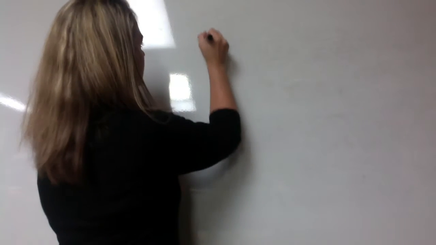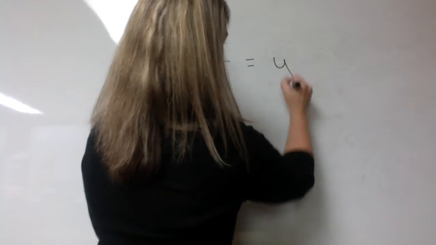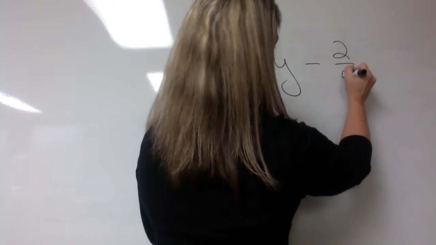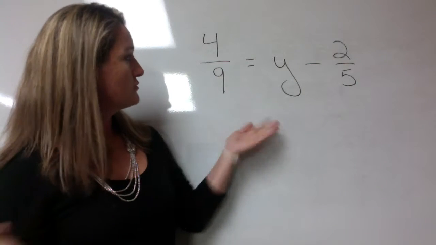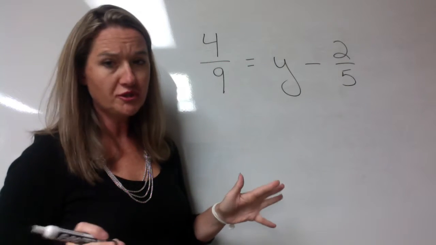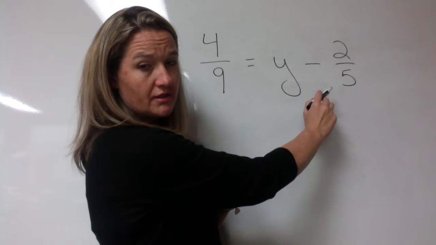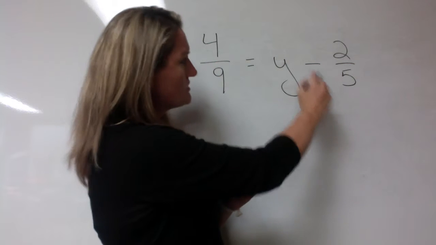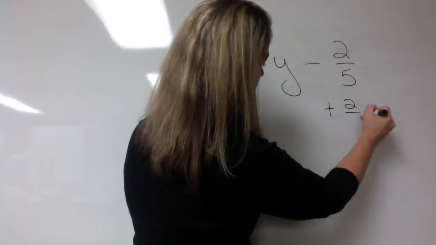Okay, let's do 4/9 is equal to y minus 2/5. So we've got our algebraic equation. The whole point is we're solving for y, trying to figure out what mystery number y is. So we've got to get rid of this minus 2/5. Think about math opposites. What's the opposite of subtracting 2/5? Adding 2/5. So we're going to add 2/5 here.